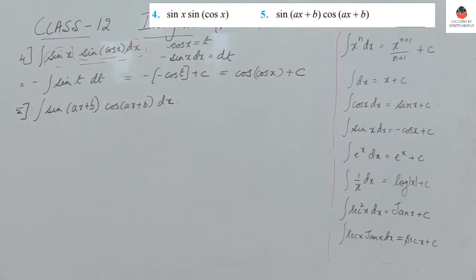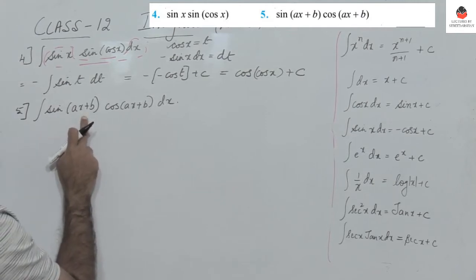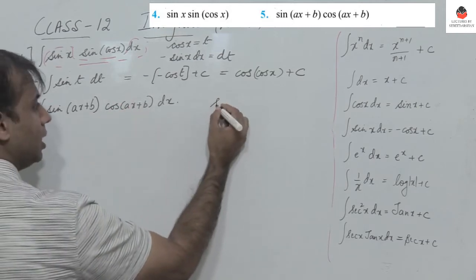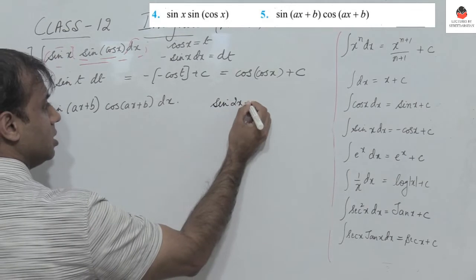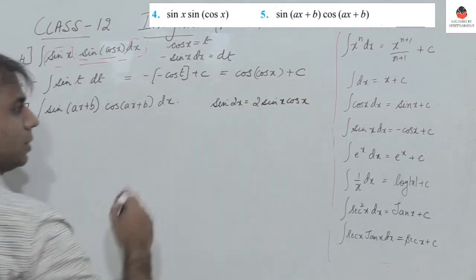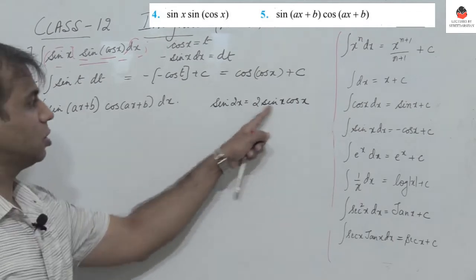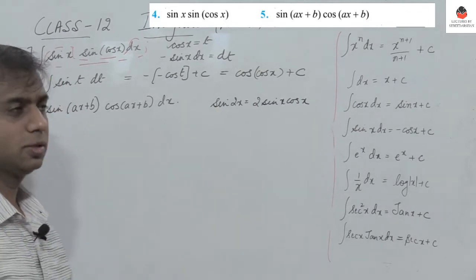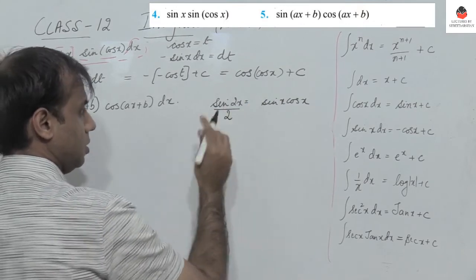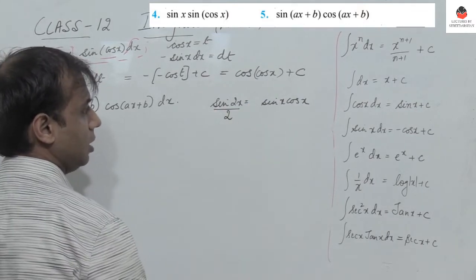So how do we proceed with the process of integration? In order to proceed, this is of the form sine a sine b, or sine x cos x. So we know that sine 2x is equal to 2 sine x cos x, or sine x cos x is 1 by 2 sine 2x. So this is 1 by 2 into sine 2x is sine x cos x.